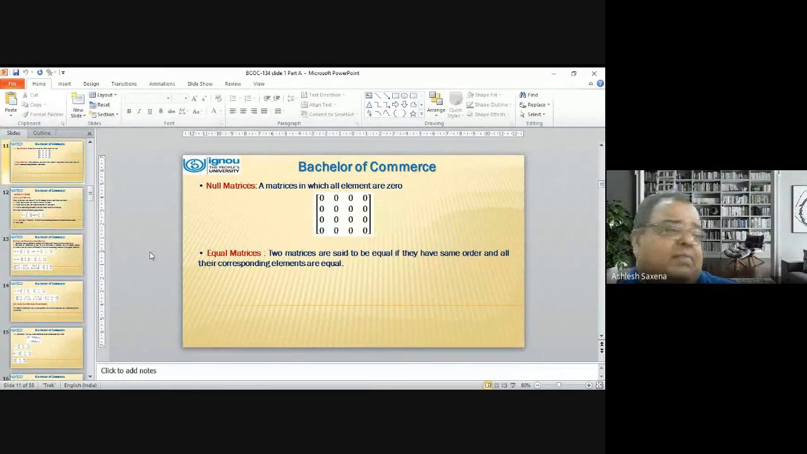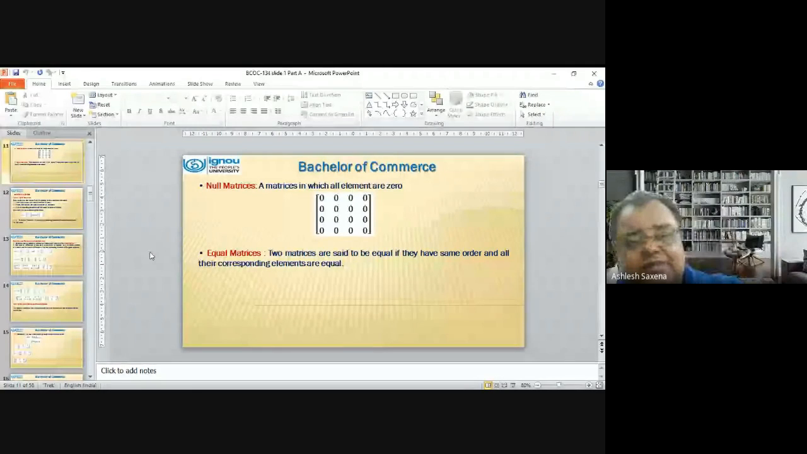Then comes your null matrix. Null means all the elements are zero. Mathematically it doesn't mean anything by itself, but when we are solving or generating some relation, we normally keep a null matrix.